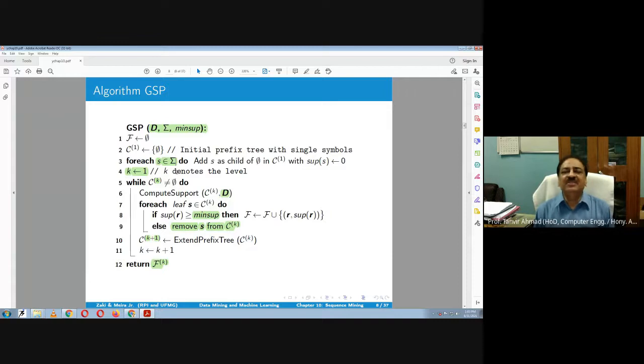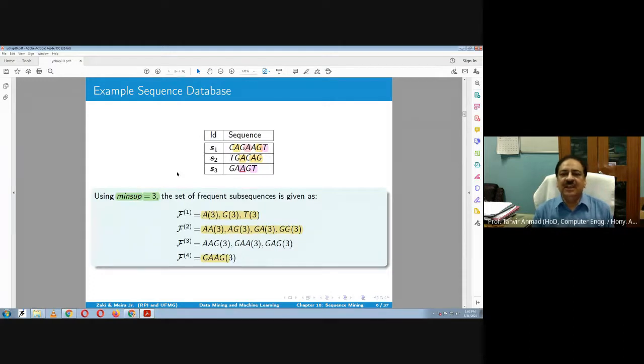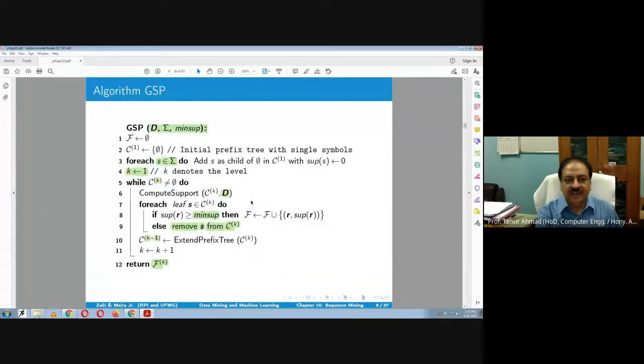Otherwise, there could be some sequence, for example GAAGTZ or GAZAPGT. There might be some extra symbol over here, and therefore that will not be a part of sigma. Therefore, I have to also check whether the symbol which I find is a part of that initial list of symbols. If it is not there, I will not take it. Okay. By this method, I will be able to return all those frequent sequence patterns.